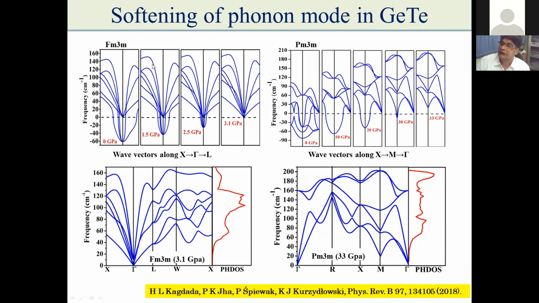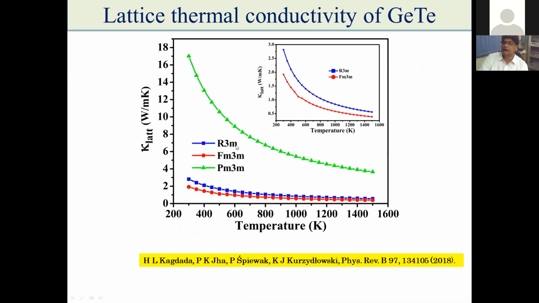At the ground state, it is R-3m, that is rhombohedral. Then at 3.1 GPa, it is the cubic NaCl phase, and then another cubic phase, the CsCl phase, comes at 33 GPa. So you can see that by phonon dispersion, you can know the structural phase transition of the material, right? By calculating it.